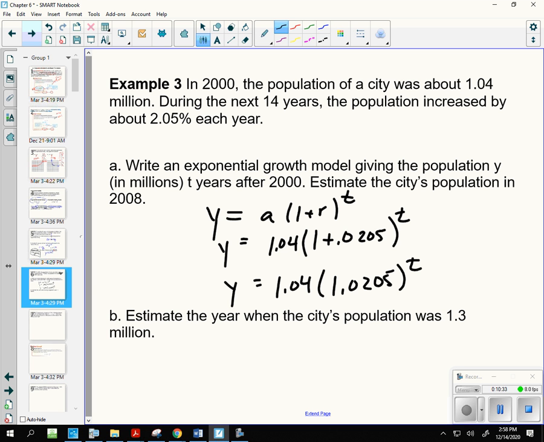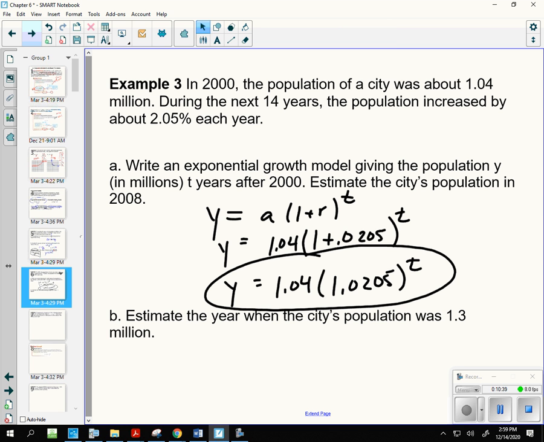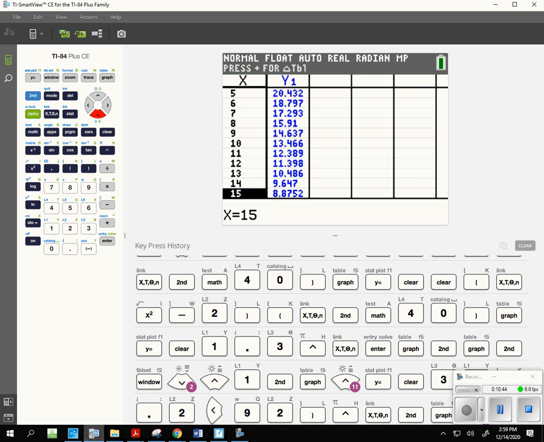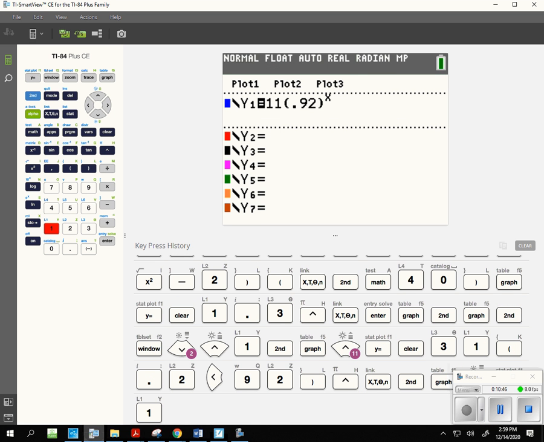Now, estimate when the population will be 1.3. So we're going to type this in again, and we're looking for a y value of 1.3. So pull out the calculator. Y equals, whoops, we got to clear that. 1.04.